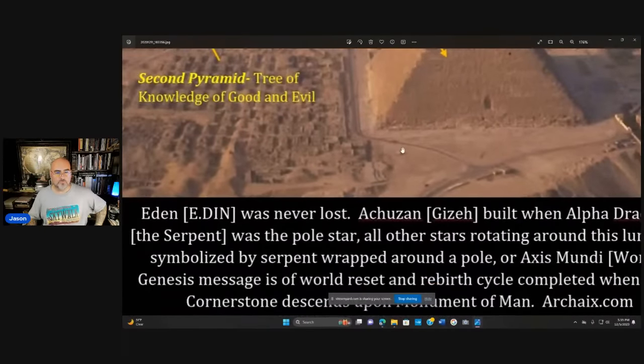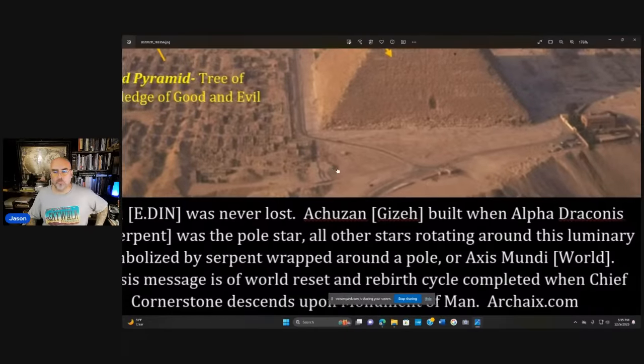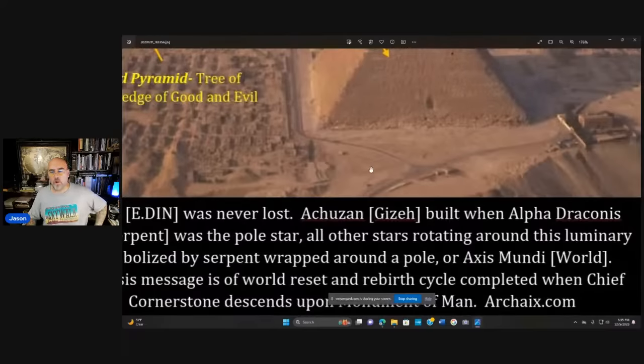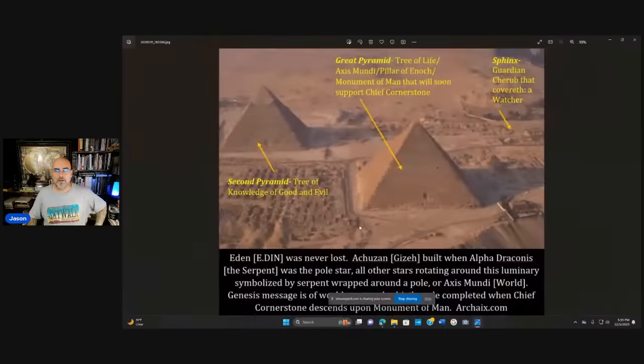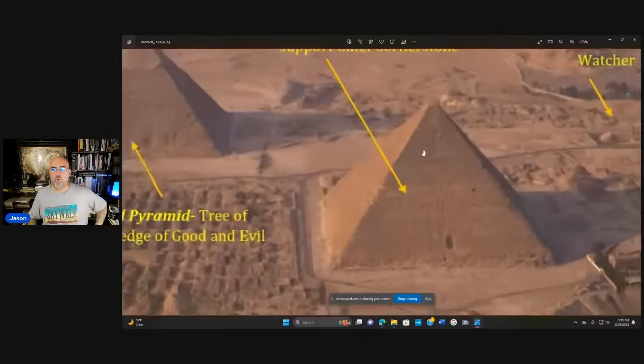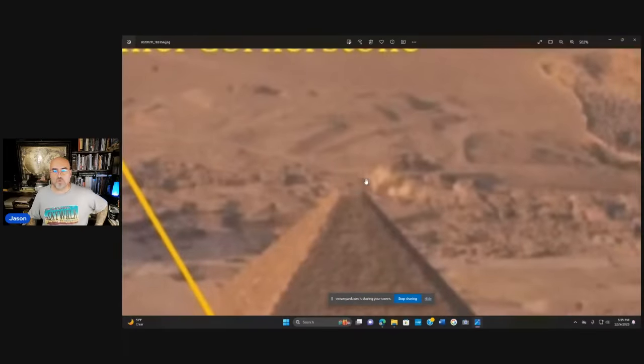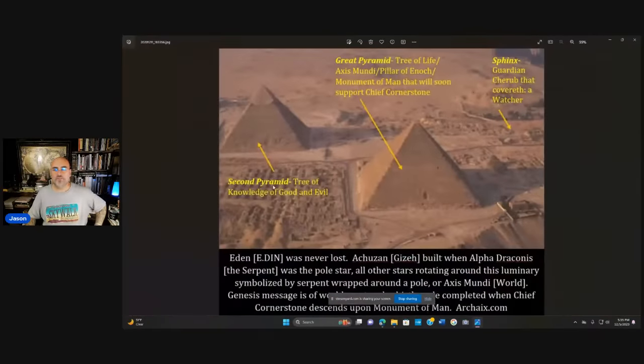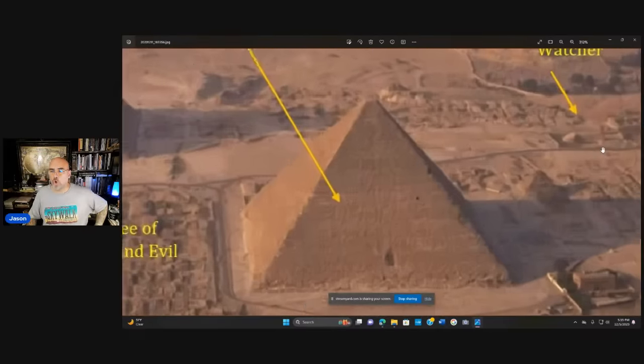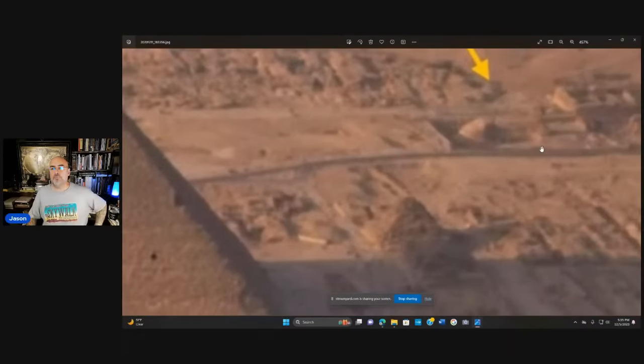Where we get to the bottom of this? The Genesis message is of a world reset and rebirth cycle completed when the chief cornerstone descends upon the monument of man. I'm going to show you that. Here's the Great Pyramid, the Tree of Life, Axis Mundi, Pillar of Enoch, monument of man that will soon support the chief cornerstone. It does not have the cornerstone at the top. Doesn't have it. The second pyramid is the tree of knowledge of good and evil. It is inferior. The Sphinx is the guardian cherub that covereth. It is a watcher. The Sphinx was the guardian of Eden that kept mankind from going back.